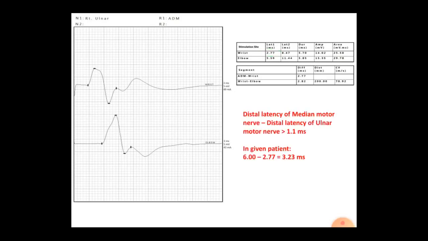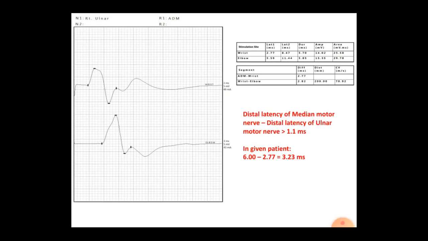So we have to take the difference of the latencies of the median and ulnar nerve. Ideally, in a normal individual the difference should be less than 1.1 millisecond. For carpal tunnel syndrome, this difference of the distal latency of the median motor nerve and the distal latency of the ulnar motor nerve should be more than 1.1 millisecond.